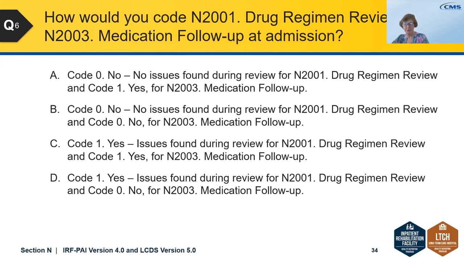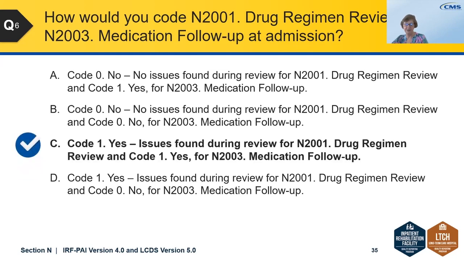We have code 0 for N2001 and code 1 for N2003, or code 0 for N2001 and code 0 for N2003, or code 1, yes, for N2001 and code 1, yes, for N2003, and finally D, code 1, yes, for N2001 and code 0 for N2003. And let's see our responses.